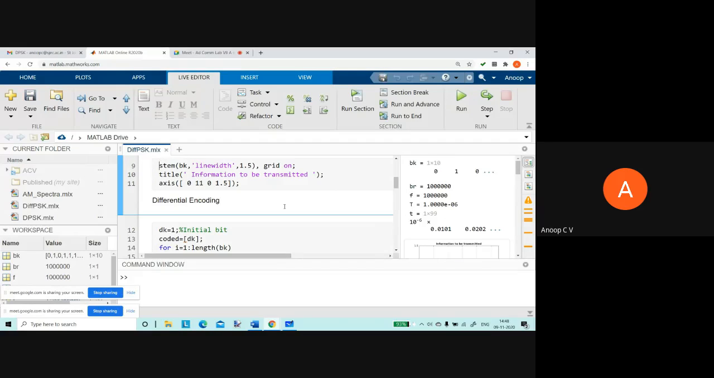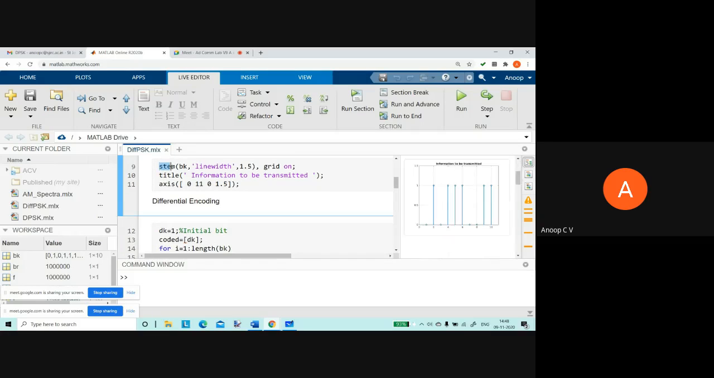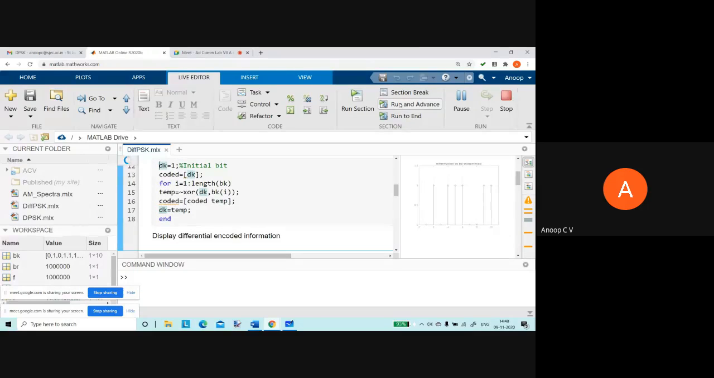Now we have to plot the bit sequence. To plot that, I'm using stem. Stem gives a discrete plot. I'm not plotting it with respect to exact time. If you have to plot like that, you can use stairs, but when you use the function stairs, you will get some problem. But I think you are already familiar with these things, so I don't have to spend much time. I'll be using stem to plot this. Let me run and advance. So I have plotted it.